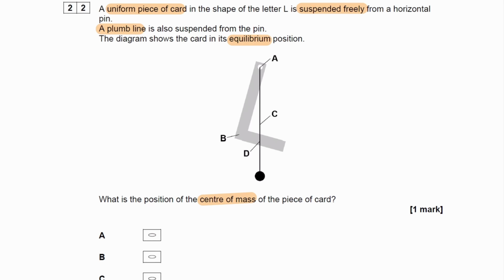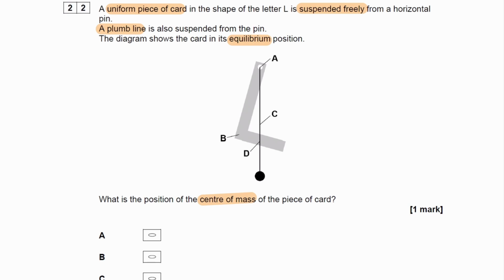So, the plumb line is basically a mass hanging off the end of a string, and when the plumb line is just resting in equilibrium, this string will be completely vertical. When you have the piece of card suspended freely at point A, if it's in equilibrium, the center of gravity of the card will be directly beneath point A. If the center of gravity weren't directly beneath point A, the card would rotate about point A until that is the case, and only then will it be in equilibrium.